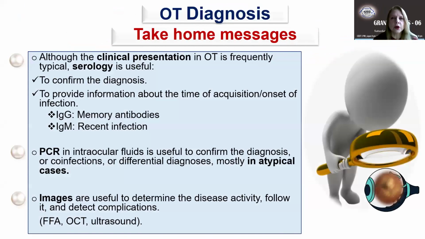So in conclusion, for diagnosis of ocular toxoplasmosis, although the clinical presentation in OT is frequently typical, serology is useful to confirm the diagnosis and to provide information about the time of acquisition or onset of the infection. IgG are memory antibodies, and IgM reveals recent infection. PCR in intraocular fluids is useful to confirm the diagnosis or co-infections or differential diagnosis, mostly in atypical cases. Images are useful to determine the disease activity, follow it, and detect complications.